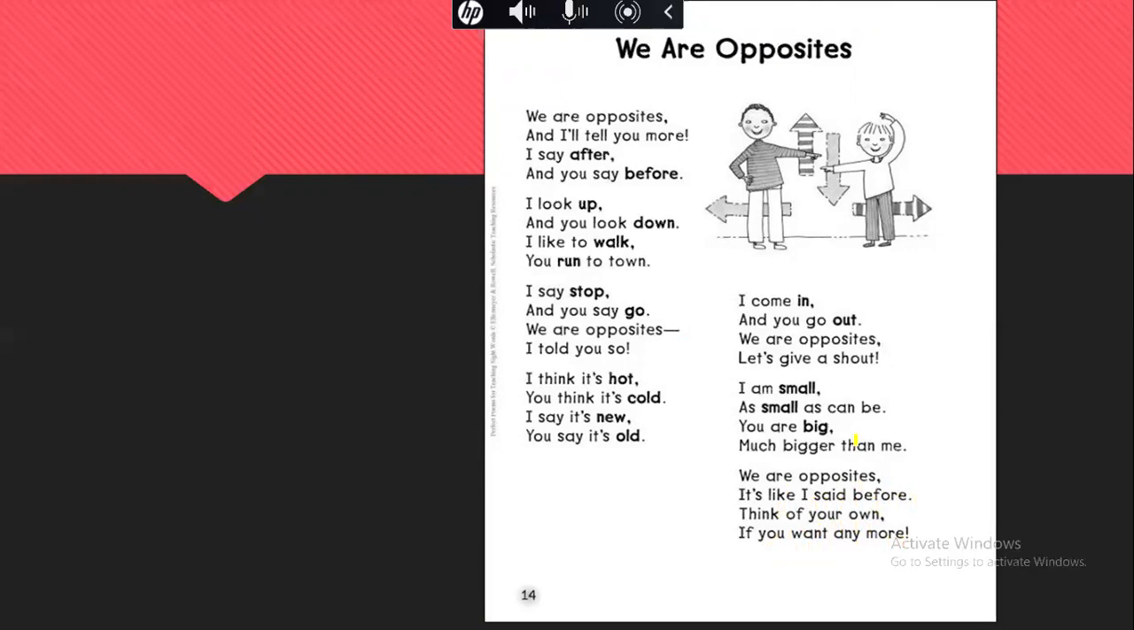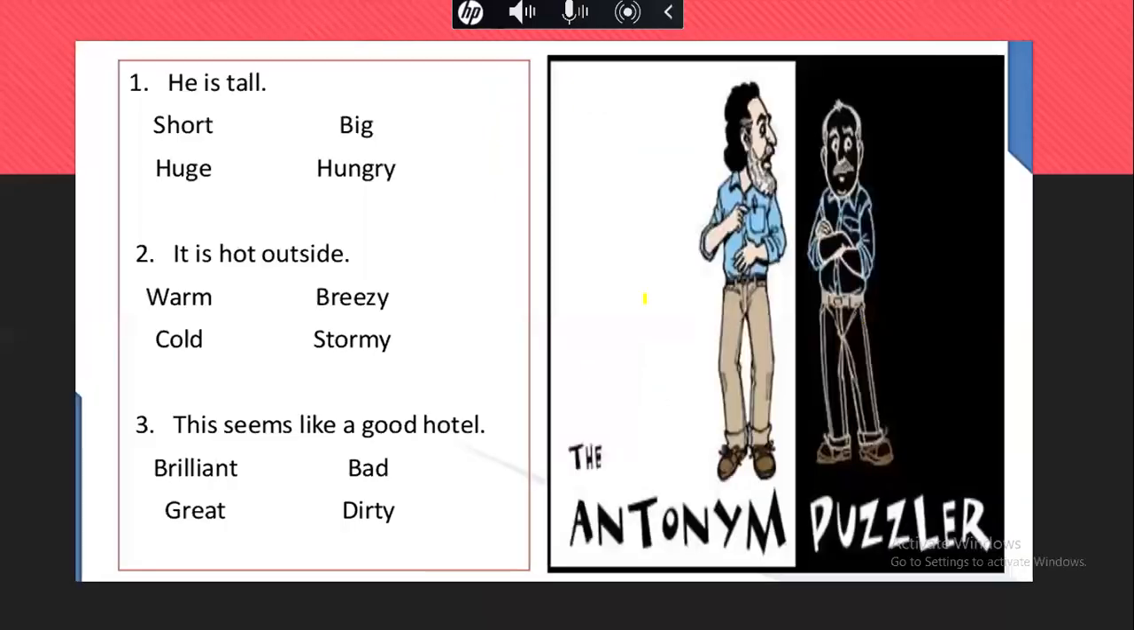So this was an example, a very interesting one. Now let's come to an exercise. Let's do it together. Here it's an MCQ, and four words have been given to you, and you have to find which one suits better, which is the appropriate antonym. He is tall, so what should it be? Should it be short? Should it be big? Should it be huge? Or should it be hungry? I think the opposite of tall would be short.